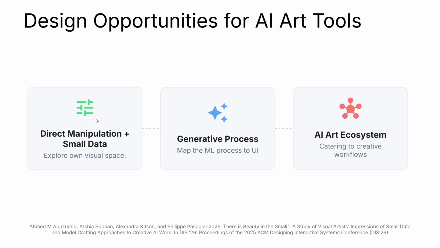The study also highlighted some design opportunities for future AI art tools. For example, enabling artists to explore their own visual space by combining direct manipulation and small data model training. Secondly, to map the machine learning process of creating datasets, cleaning them, training and exploring models into the user interface of the tool, thus allowing artists to understand the machine learning process better. And lastly, creating models and training them is part of a larger ecosystem that needs to be catered to, which includes sourcing datasets, distributing models, and tools for creation.